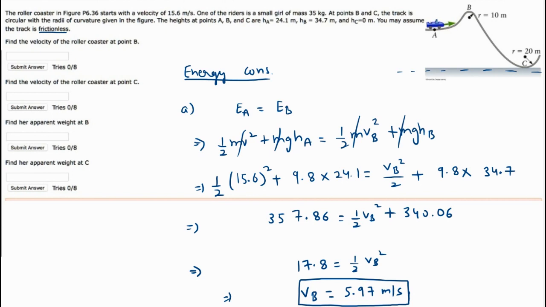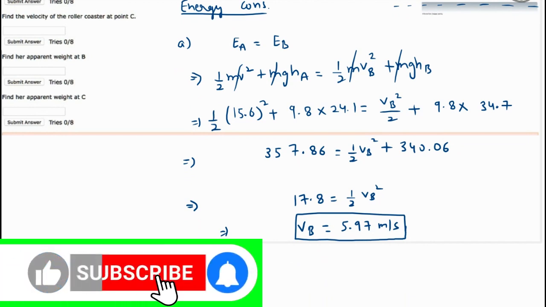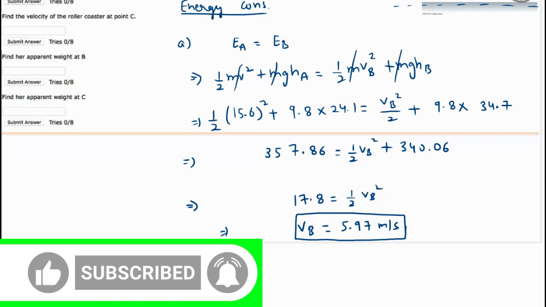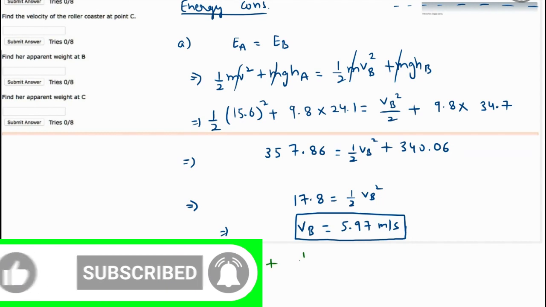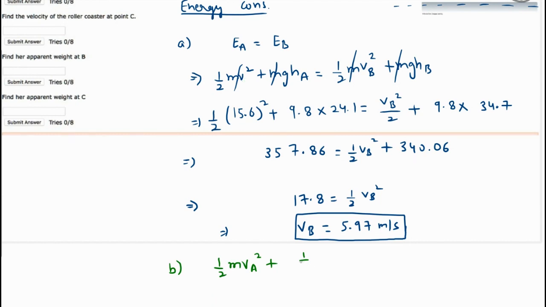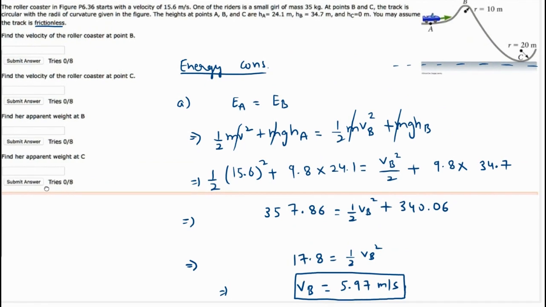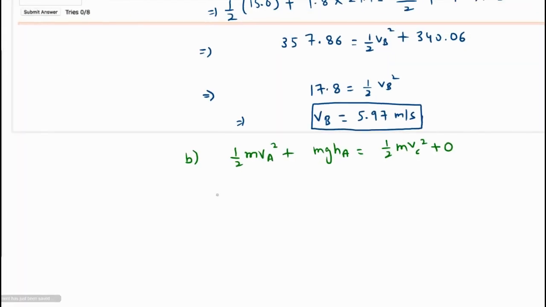Now they are asking for the velocity at point C. Again, we are going to use energy conservation, basically the same approach, just the energies will be different. The initial energy is still half m v_A square plus mgh_A, and that is equal to half m v_C square, and the potential energy is zero because at C it reaches the bottom. So we just have to find the value of v_C in this case.